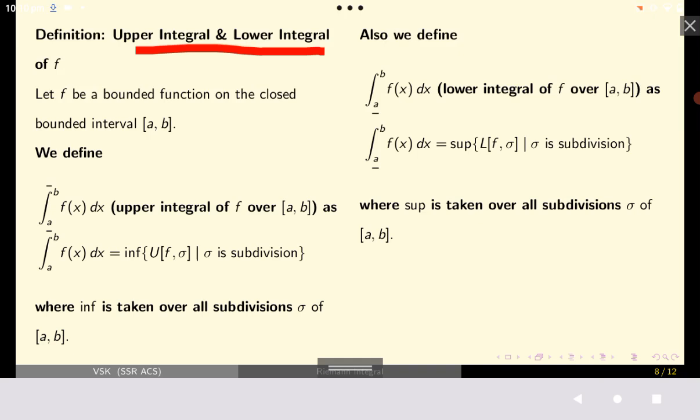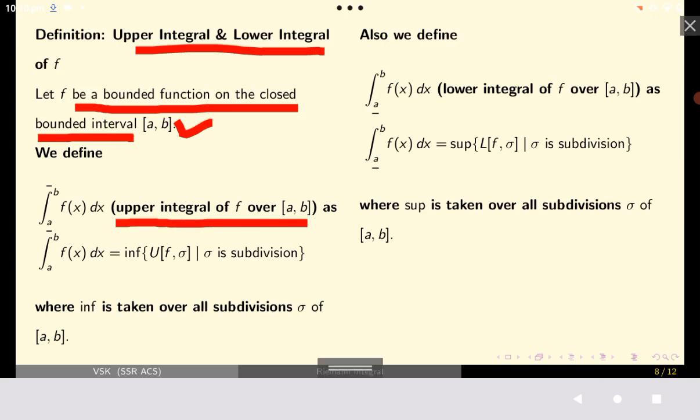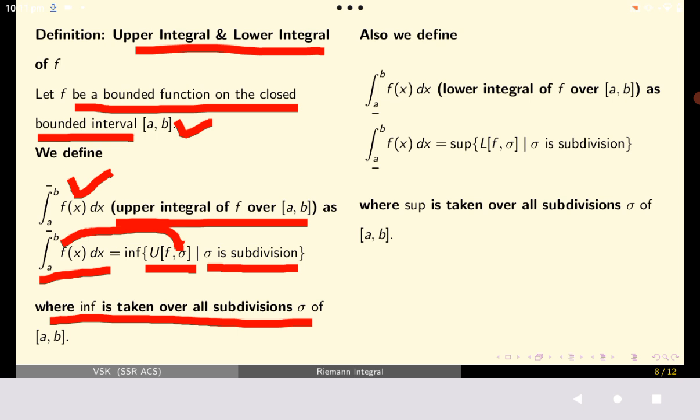Now let us see the definition of upper integral and lower integral of f. Let f be a bounded function on a closed and bounded interval [a,b]. We define the upper integral of f over [a,b] as the infimum of U(f, sigma), where sigma is a subdivision. Keep in mind this upper integral is always connected with upper sums, and we are taking the infimum over all subdivisions sigma of [a,b].